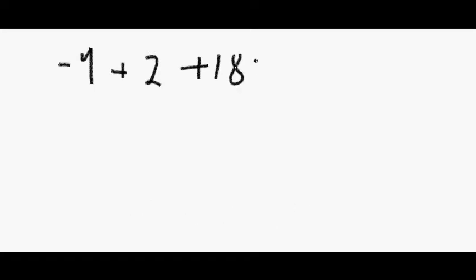Alright, number 13. We have negative 56 plus 29 plus 186. So I have negative 4 plus 2 plus 182. Alright, we use My Dear Aunt Sally.